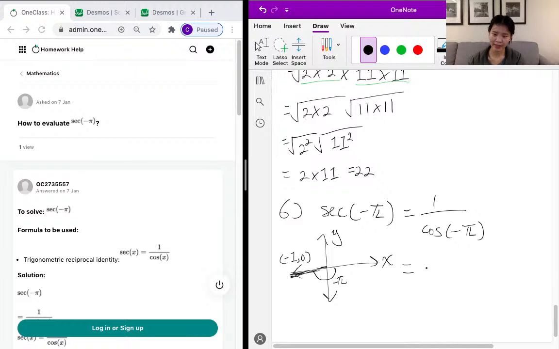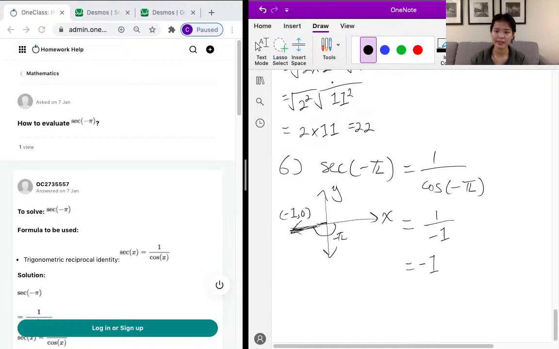So we know that in this case, we have 1 over -1, because cosine of negative pi is -1, so secant is also equal to -1. Alright, that is just how we solve this problem. You just need to know a little bit about the unit circle.